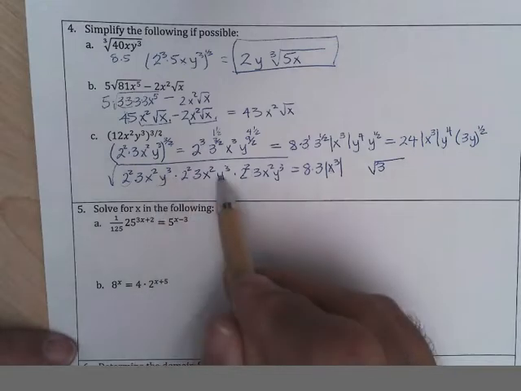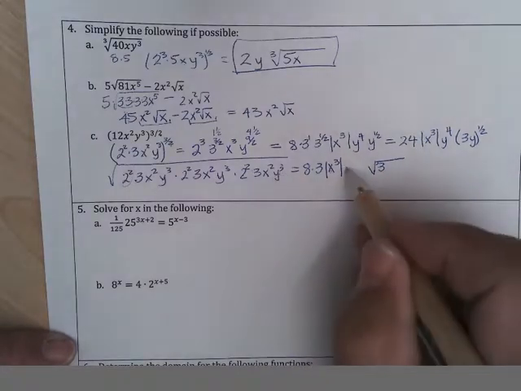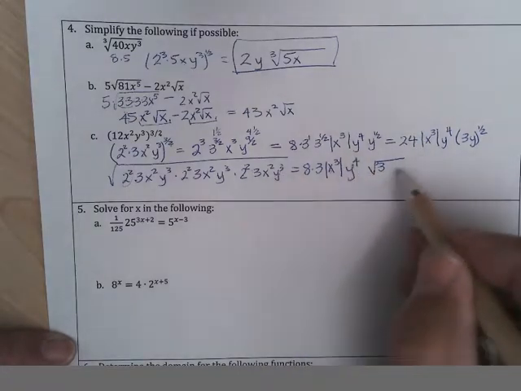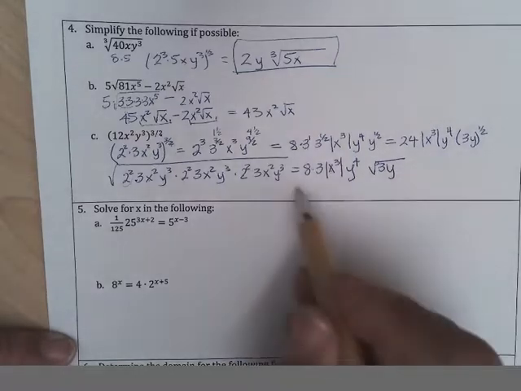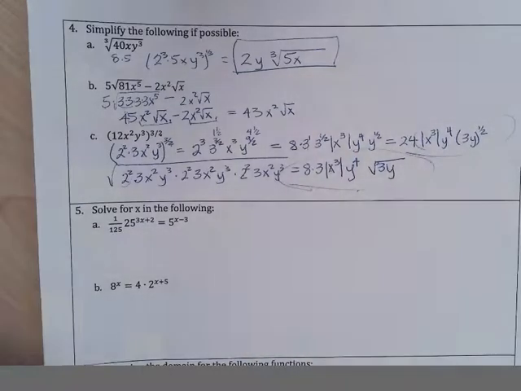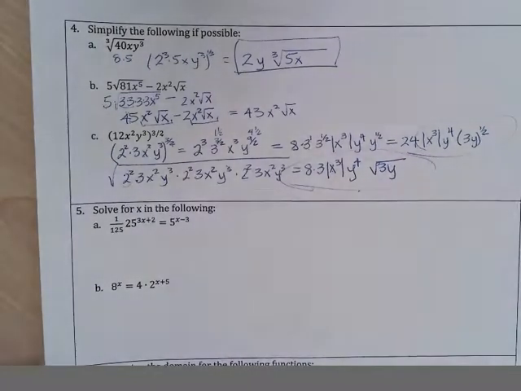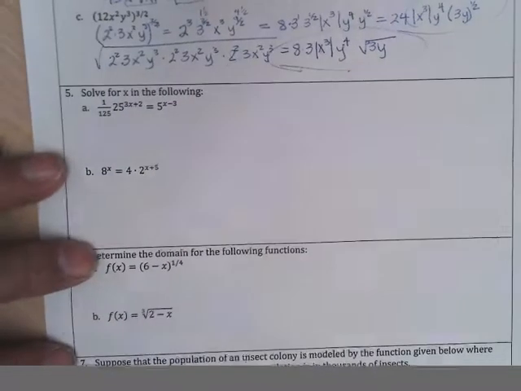And we have y to the third, so that's 3, 6, 9 y's. 8 of them make 4 pairs, so y to the fourth, and there's a y left underneath, which is the same as that. You can multiply that, make it 24. All right, moving on.